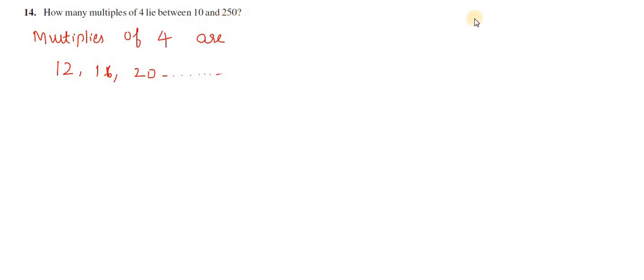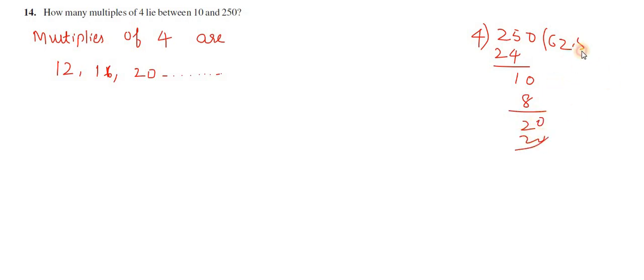So is 250 divisible by 4? Is 250 a multiple of 4? We'll check it. 250 divided by 4: 4 sixes are 24, so 10 remainder. So 10 is not completely divisible. You can take 2 eights are 8, so 20, you get 0. So you're getting 62.5. Therefore 250 is not completely divisible, so it's not a multiple.